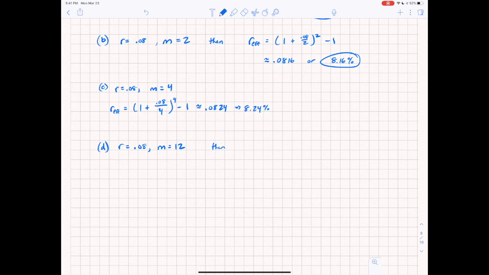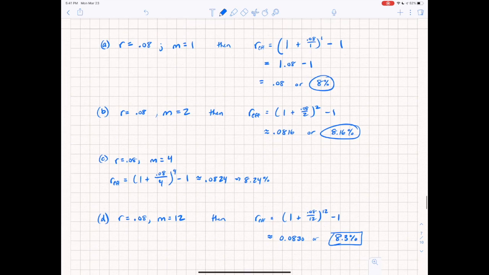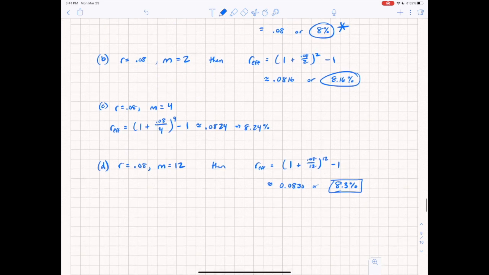And so then my effective rate is going to be 1 plus 0.08 divided by 12 to the 12th power minus 1. And this comes out to be approximately 0.0830 or 8.3%. Again, notice how much of a difference this is in terms of a percent when comparing back to the original percentage. And so again, this is giving you a better idea of which route would either earn you more money or you'd be paying more money, depending on what we're looking at.